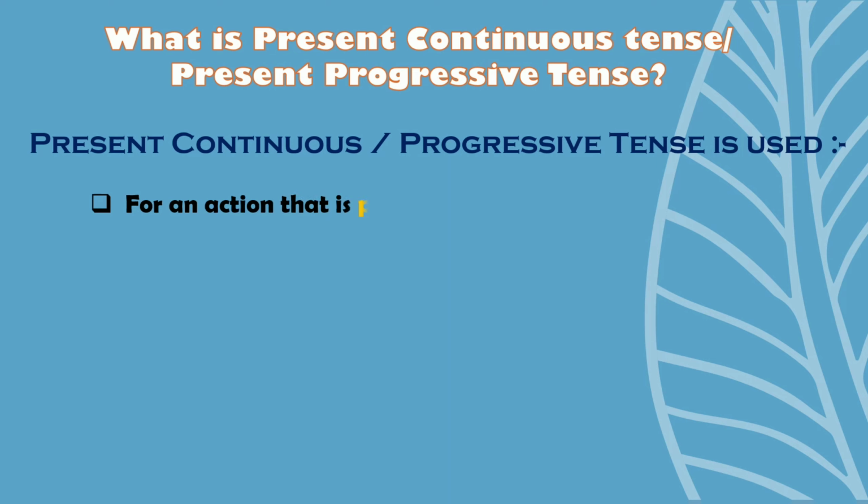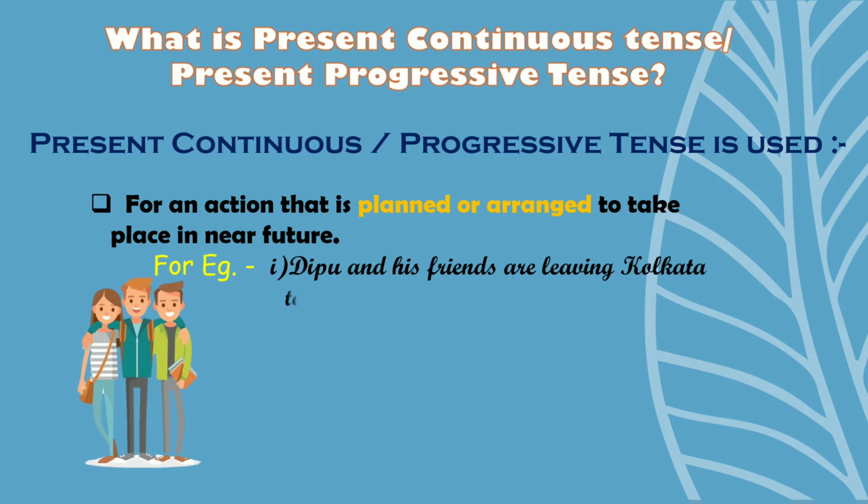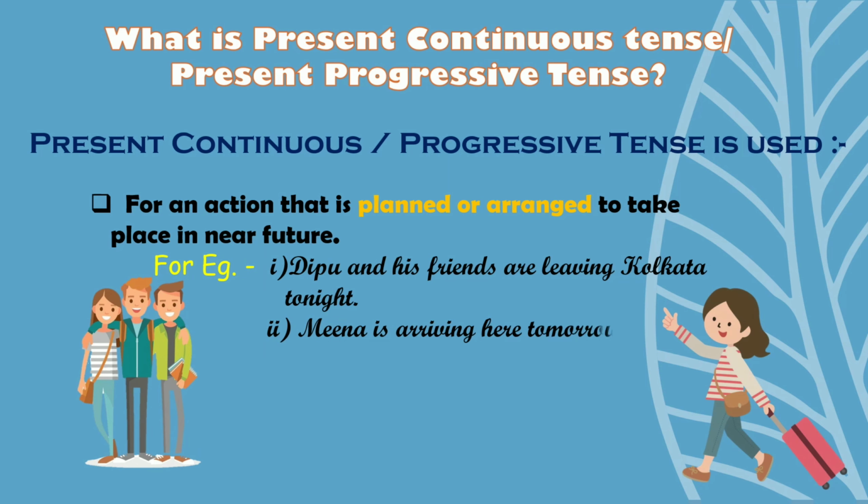It is also used for an action that is planned or arranged to take place in the near future. For example, Deepu and his friends are leaving Kolkata tonight. Meena is arriving here tomorrow.